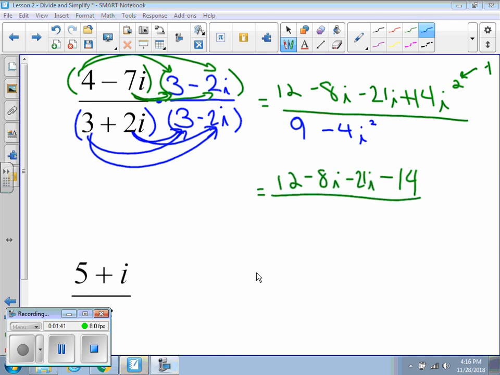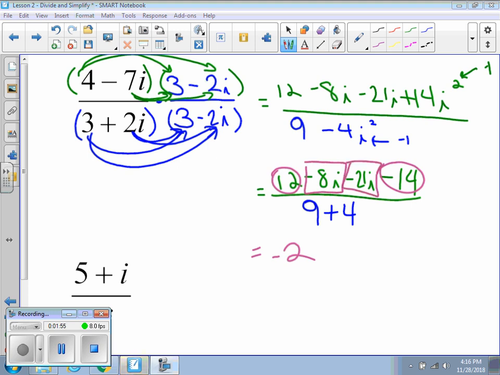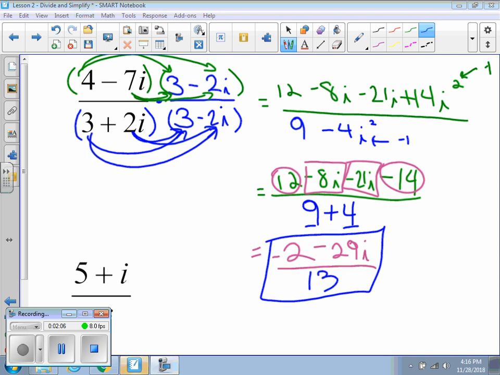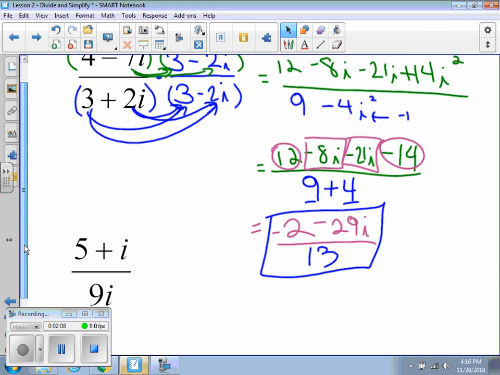Now, the denominator, same deal. i squared is the same as negative 1. Negative 1 times negative 4 is a positive 4. Now let's combine like terms. 12 minus 14 is a negative 2, and negative 8i minus 21i is negative 29i. In our denominator, we have 9 plus 4, which gives us a total of 13, and this is fully simplified because there's no i in our denominator.